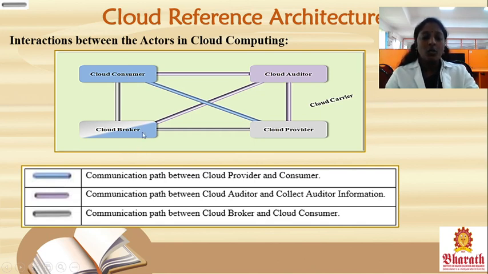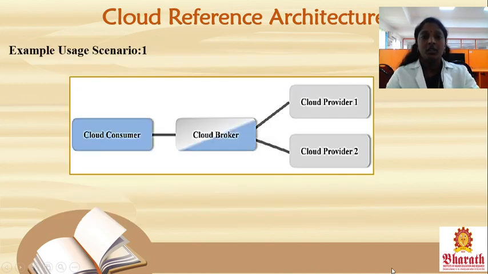Okay, so the cloud provider goes to the cloud auditor for auditing the service that is given to the user, and this cloud auditor who audits all the information should pass all the information to the cloud provider, so that the cloud provider knows what's happening between the consumer and broker. And we have a carrier here. Okay, so this is scenario one, where the consumer contacts the cloud broker to get the services from cloud provider 1 and cloud provider 2.